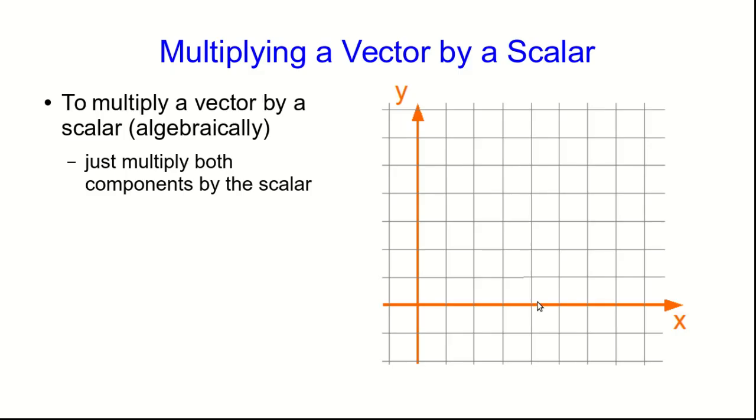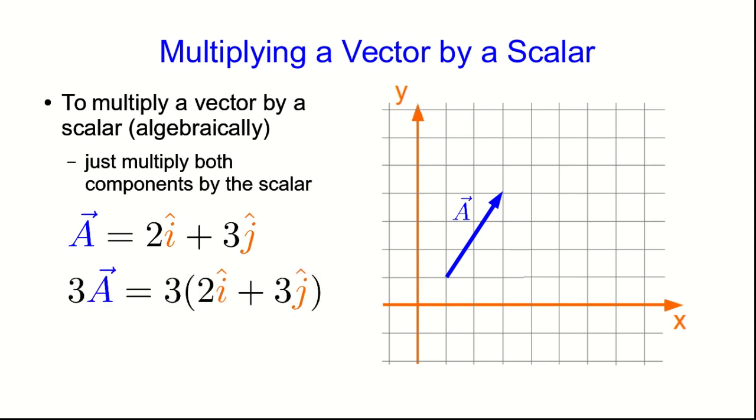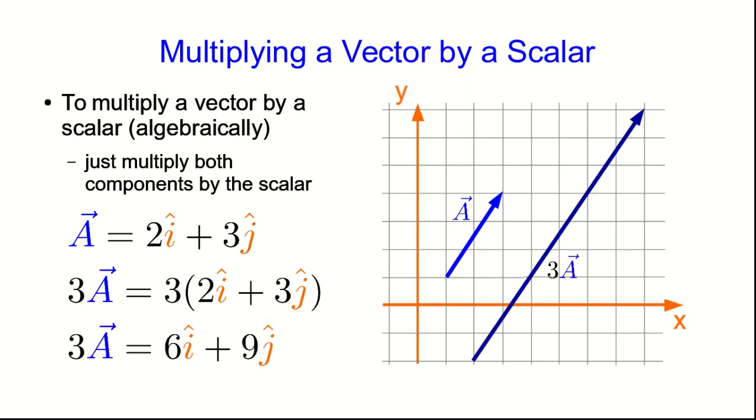Multiplying a vector by a scalar algebraically is even easier than adding. You just multiply both components by the scalar. So for example, if we start with this vector A, and we multiply it by 3, we're just going to multiply the x component by 3 to get 6, and the y component by 3 to get 9. And as we expect from our graphical intuition about this process, we get a vector that points in the same direction as the original one and is 3 times as long.